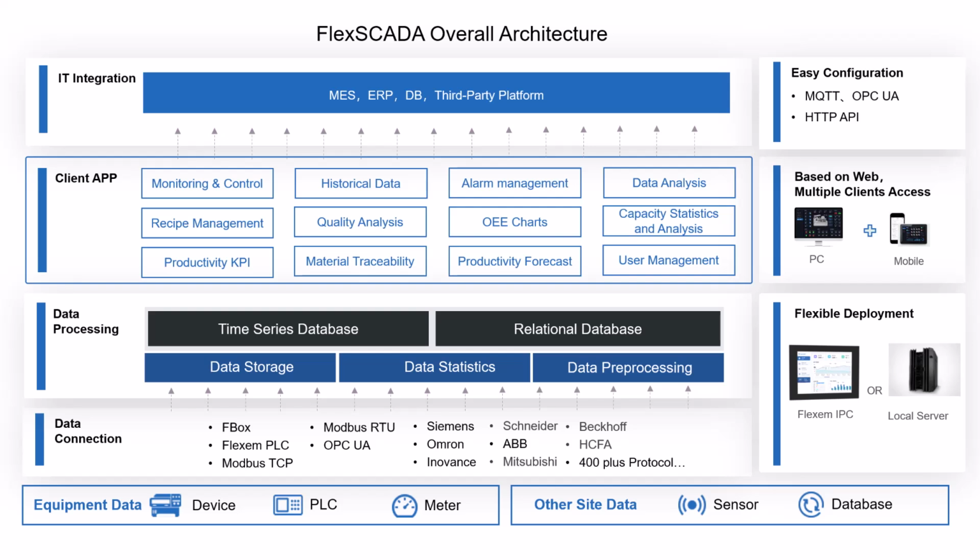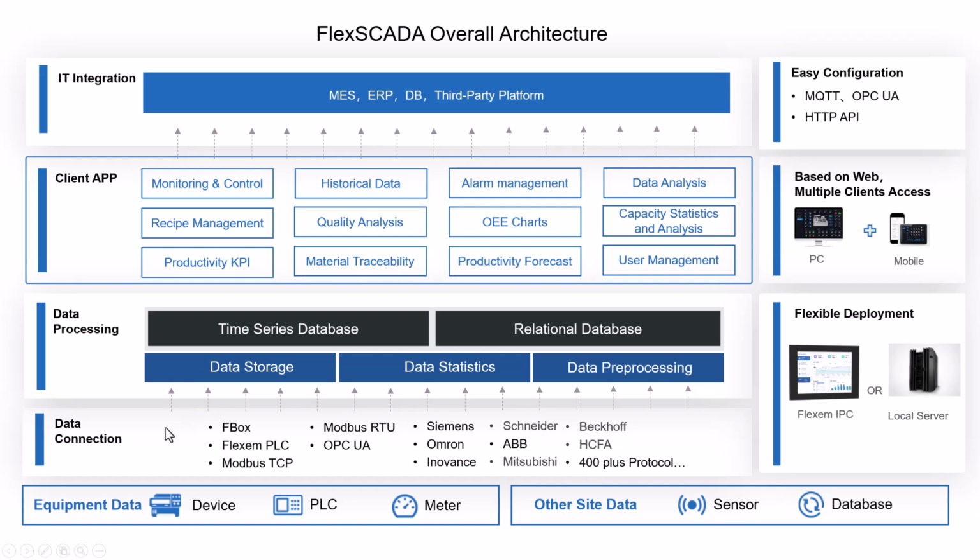Here is the FlexSCADA overview architecture. As you can see, from the data connection and data processing, also you can connect to client application and IT integration. The FlexSCADA is the same as FPAD. It can be connected to many other devices like Siemens, Omron, Innovance, Schneider, ABB, Mitsubishi, Beckhoff, and we support up to 400 protocols.